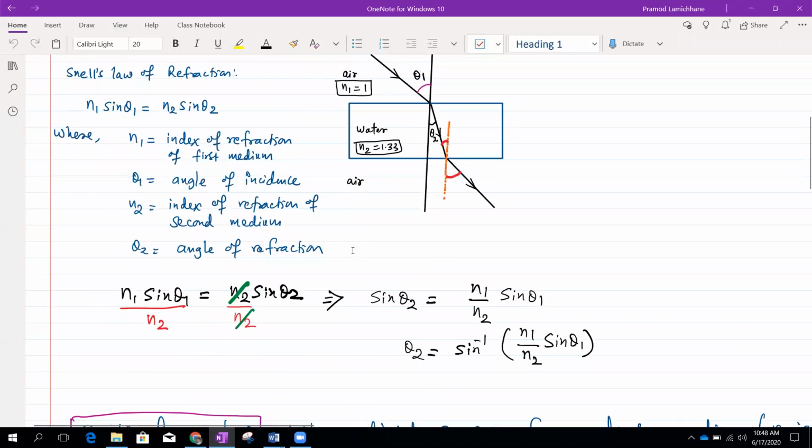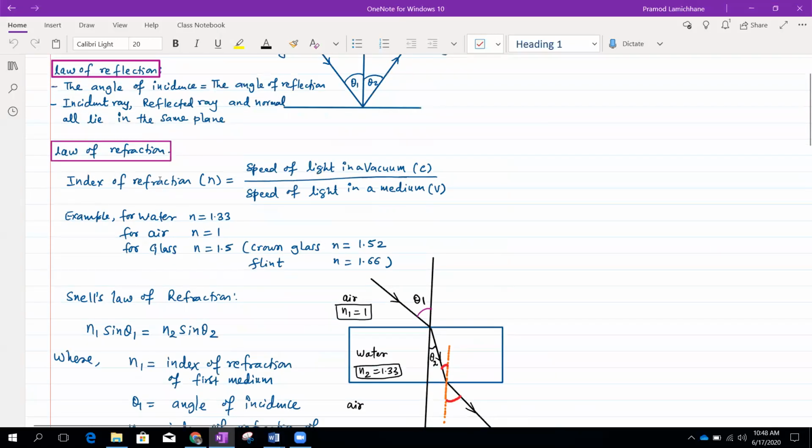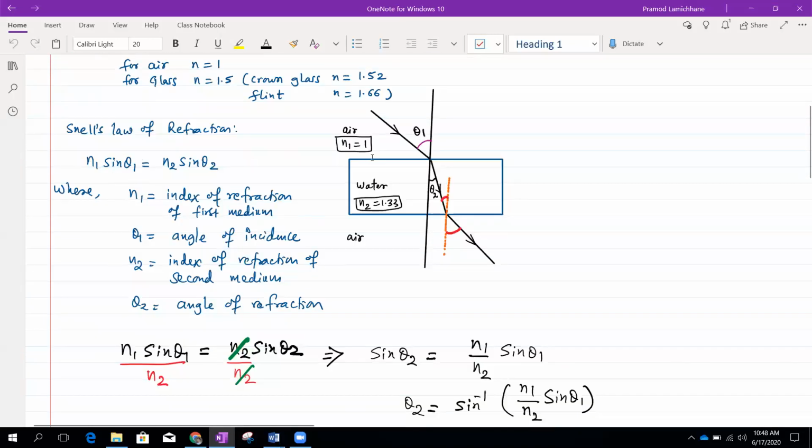So what is the law? It is called Snell's law of refraction. n1, which is the index of refraction I talked about, times sine theta 1 of medium 1, where the light is coming from, should be equal to n2 of medium 2 times sine theta 2. This theta 2 is the angle of refraction. This right here is the normal line, and this angle theta 1 is the angle of incidence.